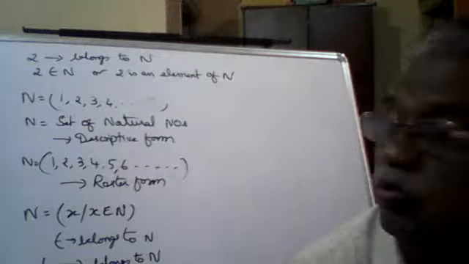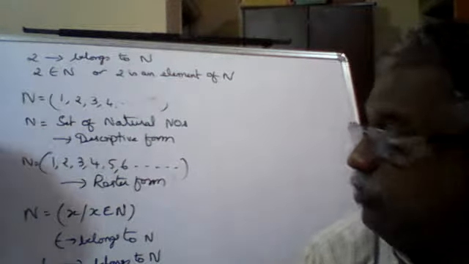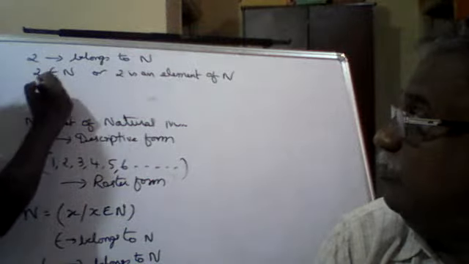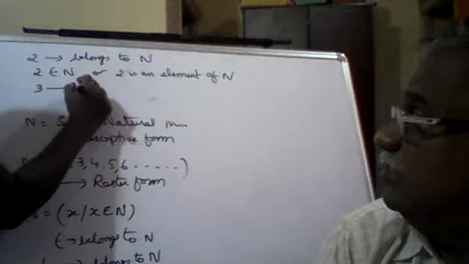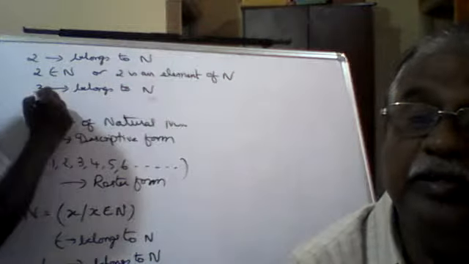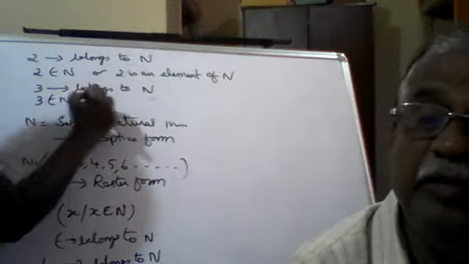Similarly, put a 3 and show one more example. 3, put an arrow, don't cancel that 1, 2, 3. Okay. 3 belongs to N. This is called 3 belongs to N. The symbol means belongs to N, or 3 is an element of N.